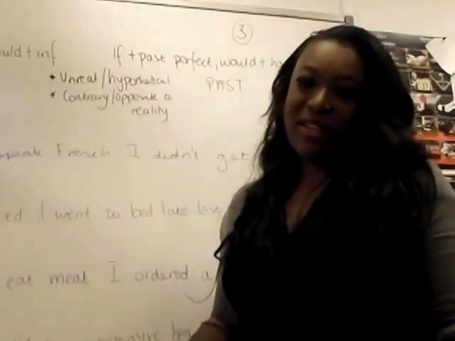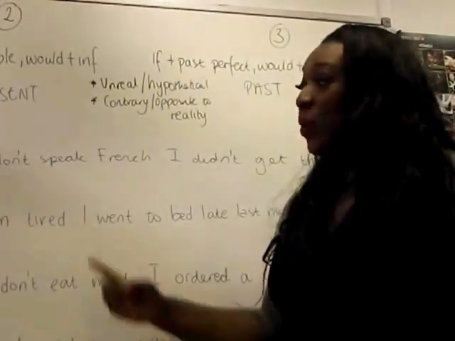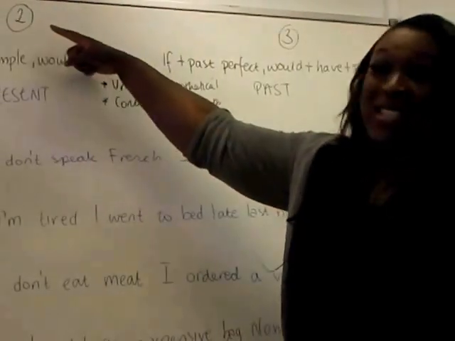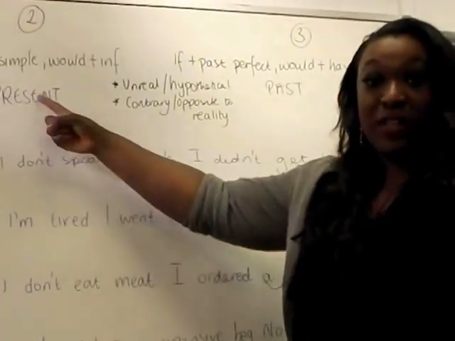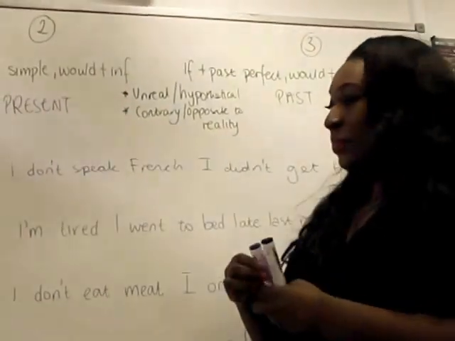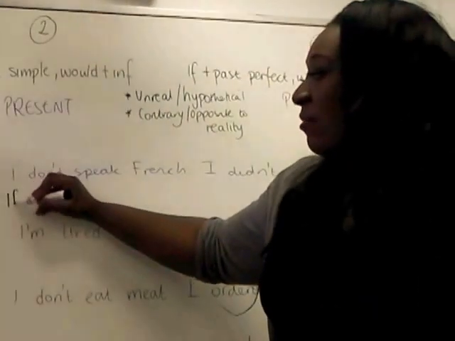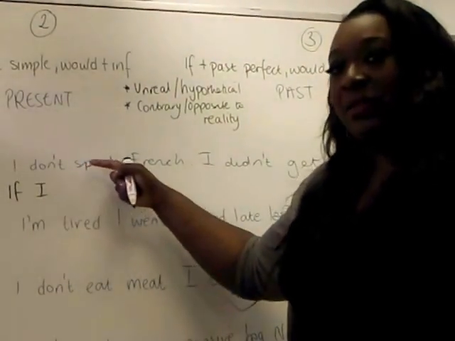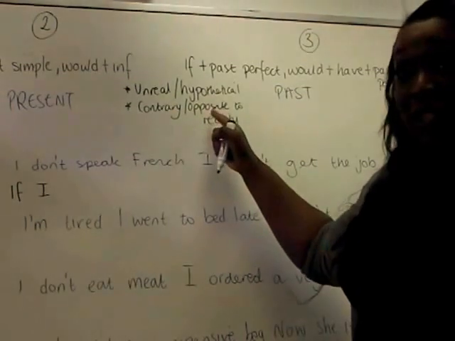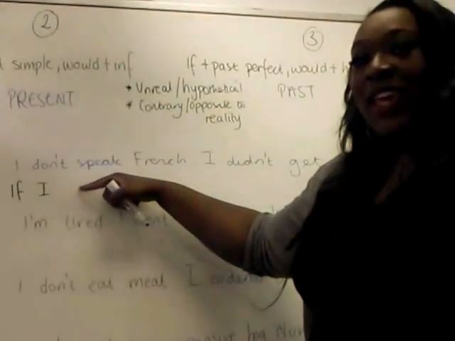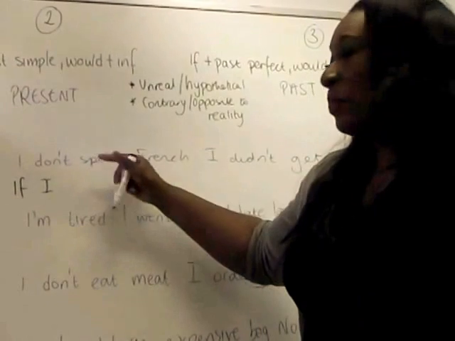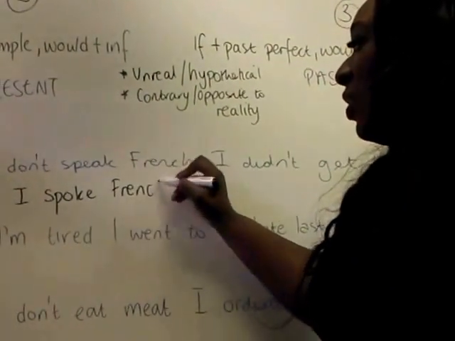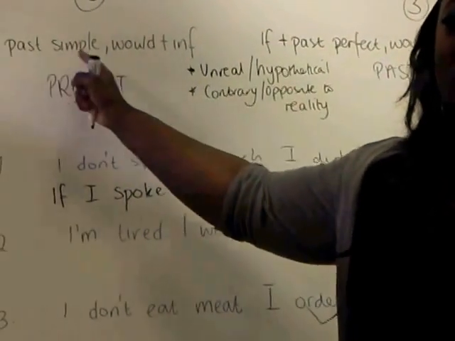What time period does this refer to? Well, it's the present. I don't speak French. So I must use the second conditional for this clause because that refers to present time. If my reality is negative. Remember, my conditional is the opposite. So it must be positive. If I spoke French, I'm using the past simple because I'm using the second conditional.